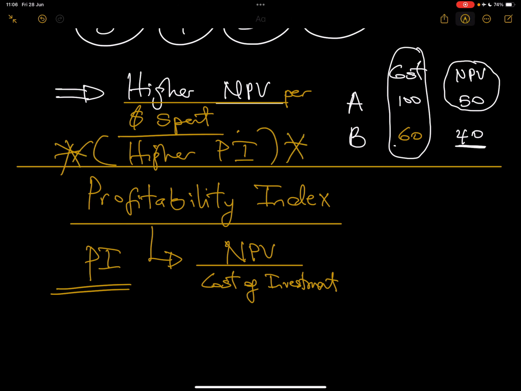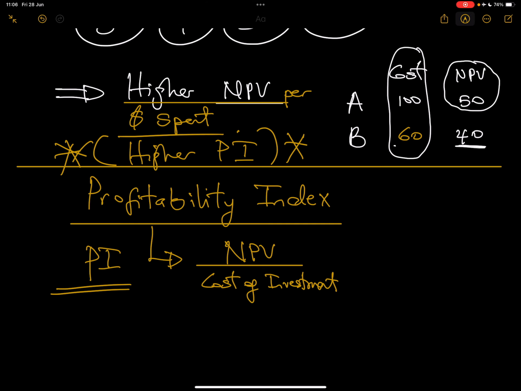Every time you are given options of investment and the question is asking you which of the investments the company should choose based on the available fund, then you need to calculate the profitability index for all the options available and select all the investments that have higher profitability index.